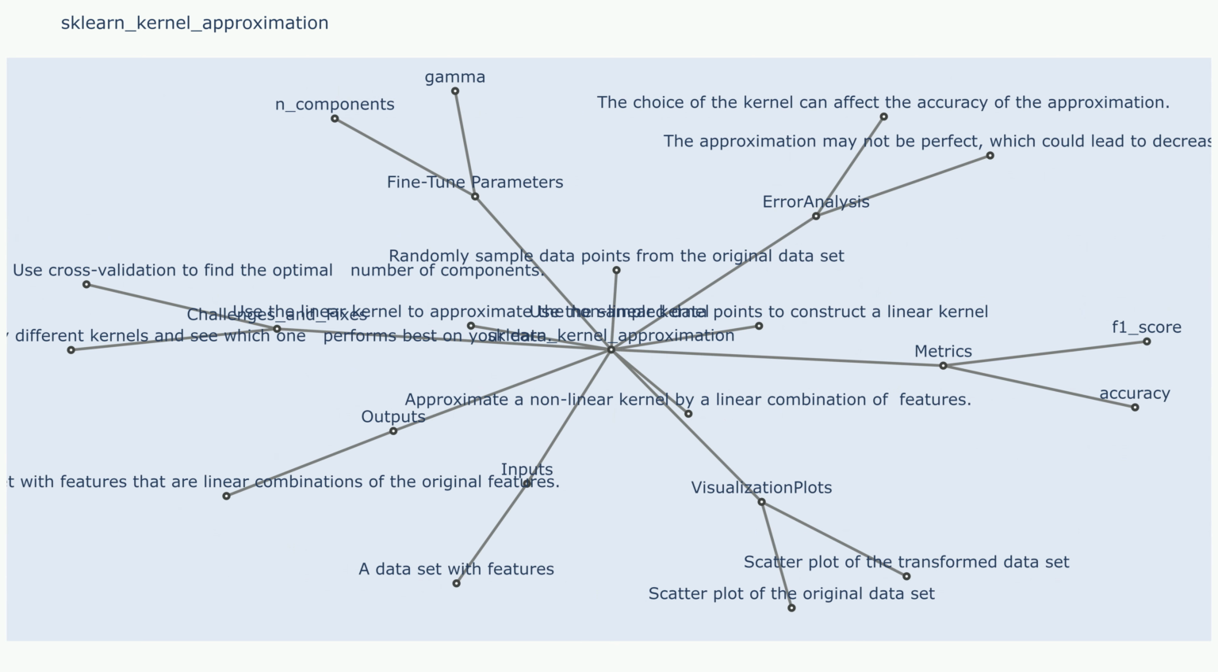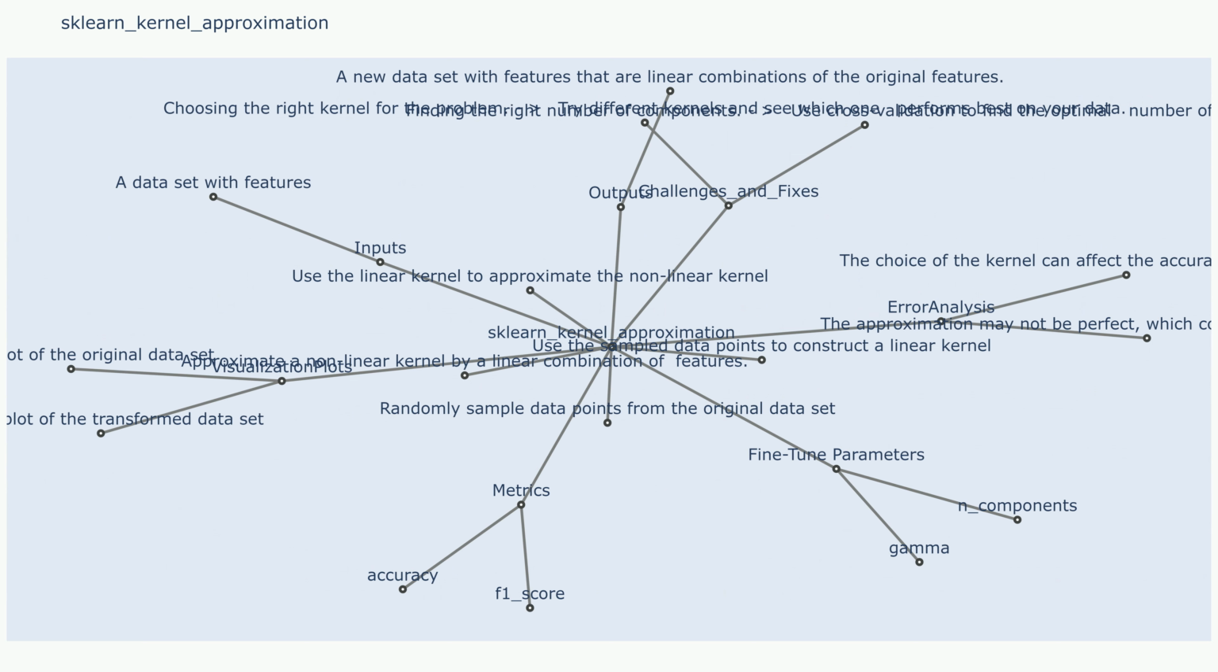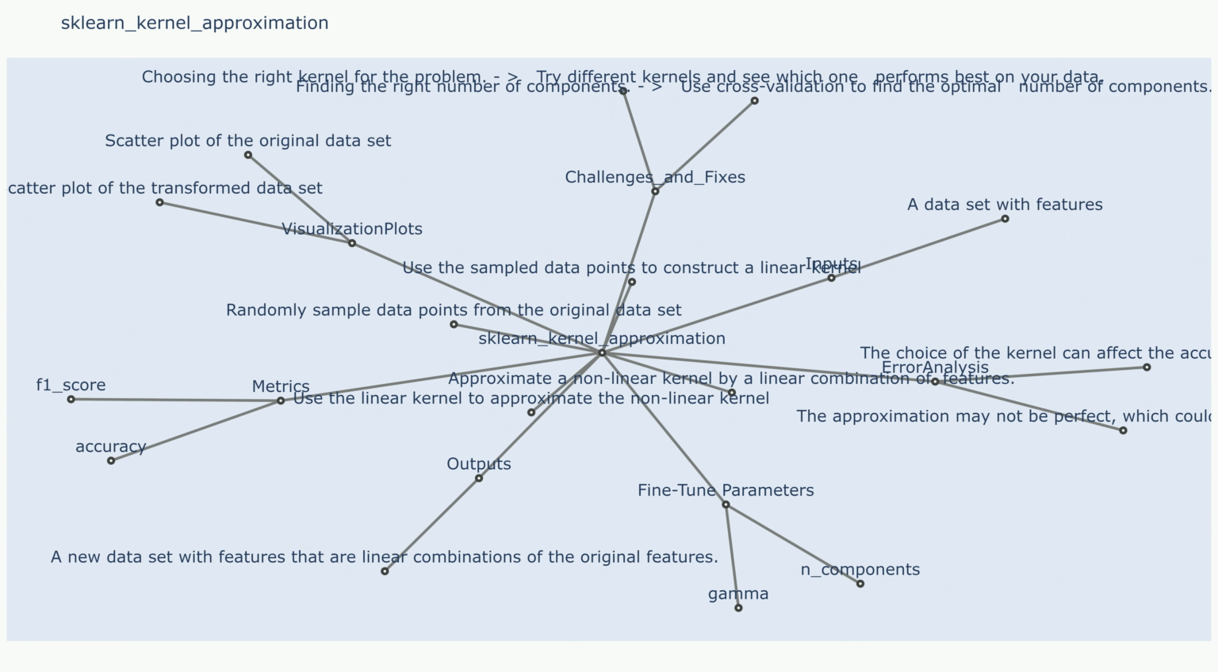Challenge 2: computational overhead. Kernel approximation can be computationally expensive, especially for large datasets. Sample use case that resulted in challenge 2: training a kernel SVM with kernel approximation on a large dataset of text documents.